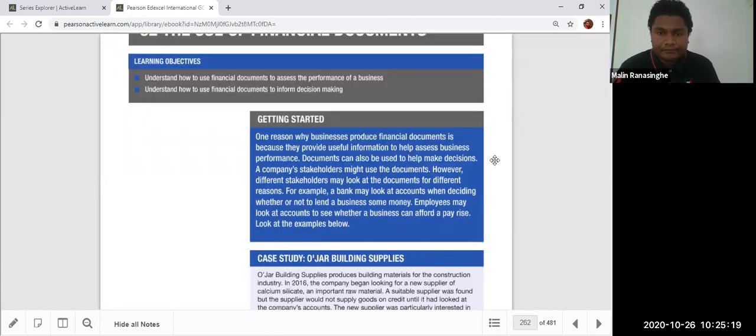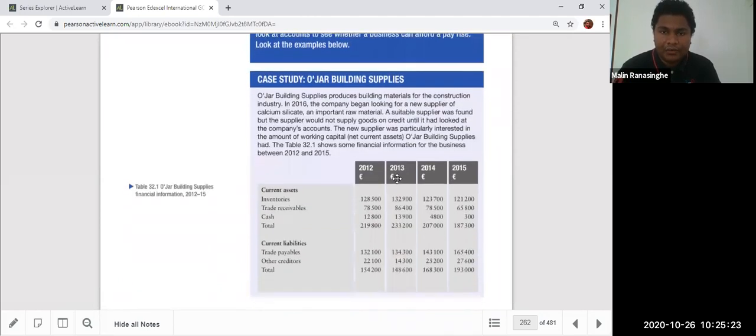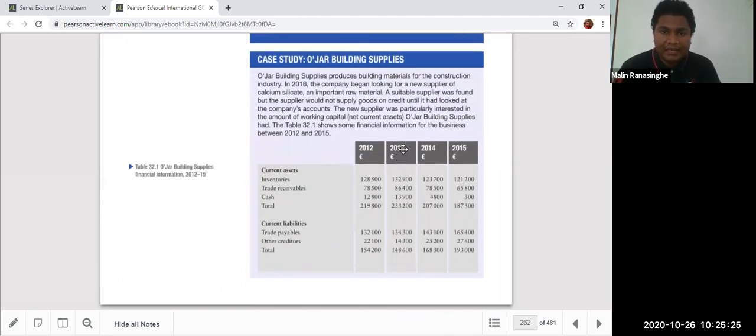You can see this case study, OJA Building Supply, a producer of building material for the construction industry. Industry-wise, this is a slow moving item because it's not like a supermarket. It takes a long time to make a building, like an apartment. At least 3 years to build a 20-story apartment, sometimes 4 years. So it invests a lot of money and you have to wait some time until it finishes.